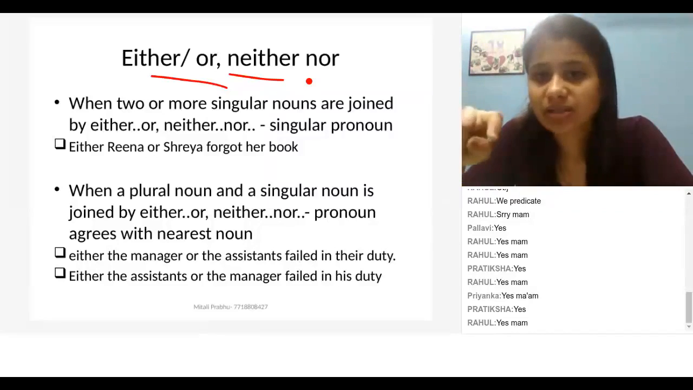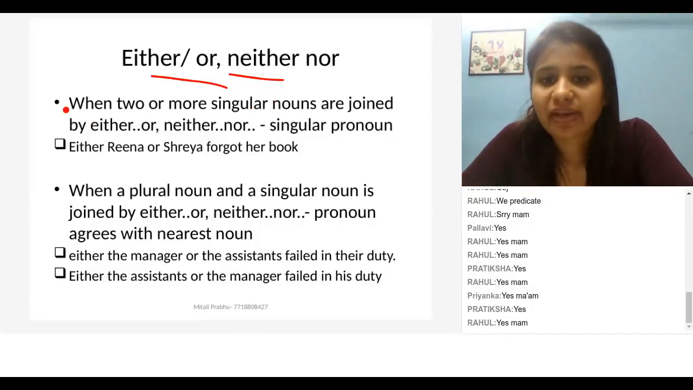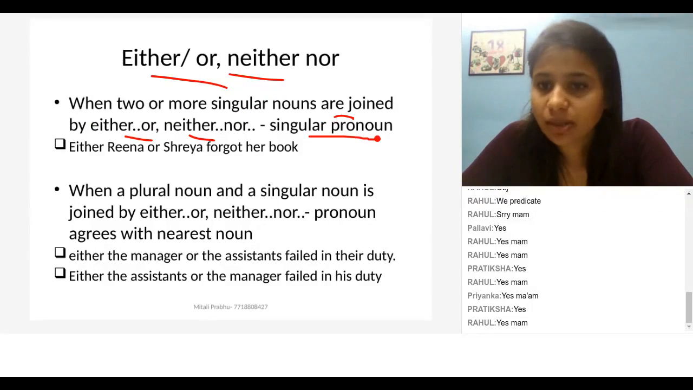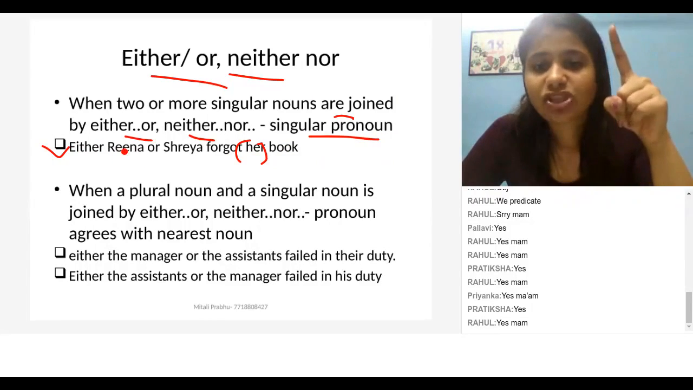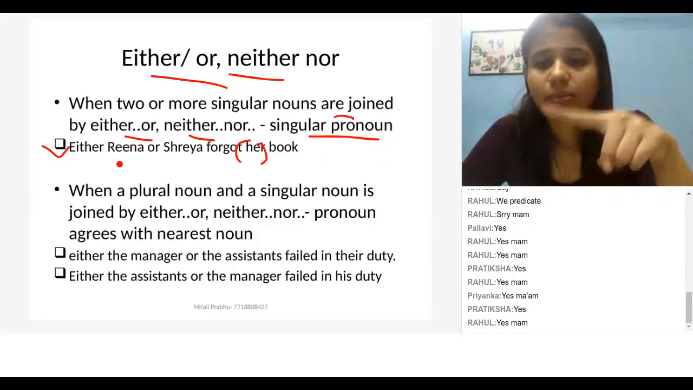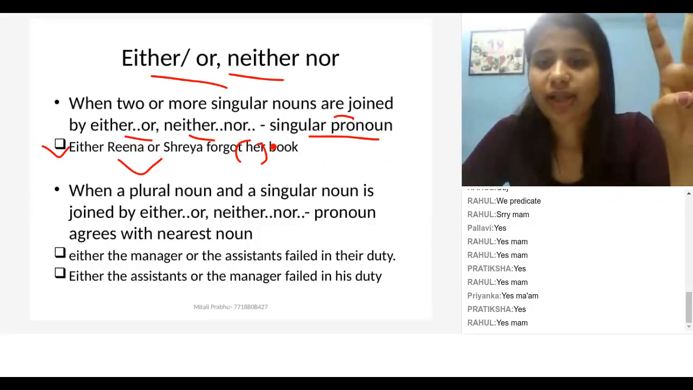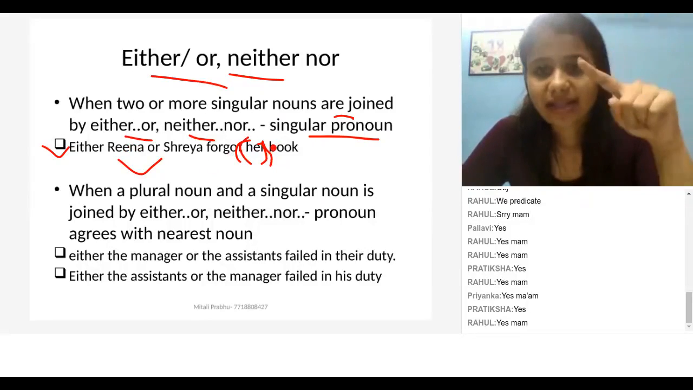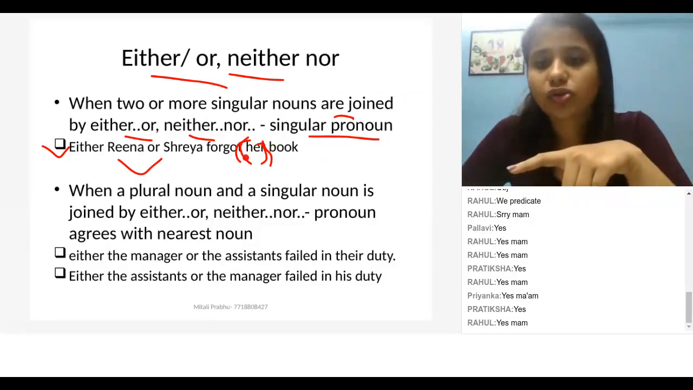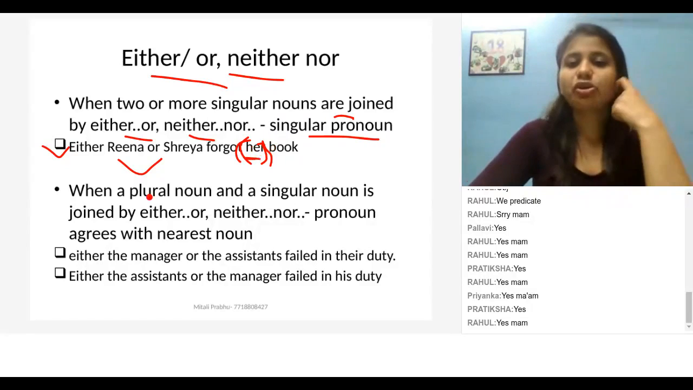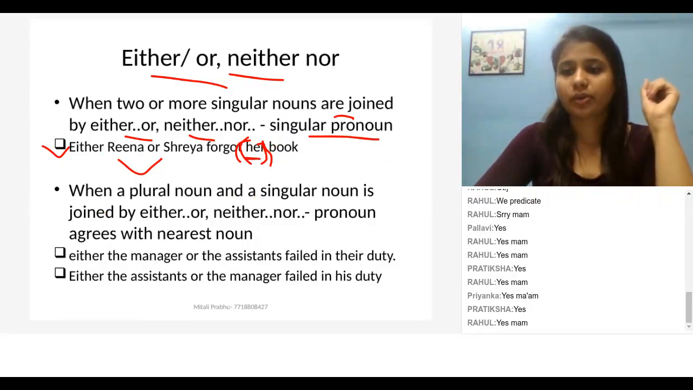Okay, so that is the difference between either and each. Whenever two or more singular nouns are joined by either-or or neither-nor, use a singular pronoun. For example, either Reena or Shreya forgot her book. "Forgot their book" will not be the case here, because you're talking about only one of them. It has to be either Reena or Shreya. Both of them have not forgotten their books. That is why it is going to be "her", because at the end only one of them has forgotten the book. So whenever you have either, use a singular pronoun.